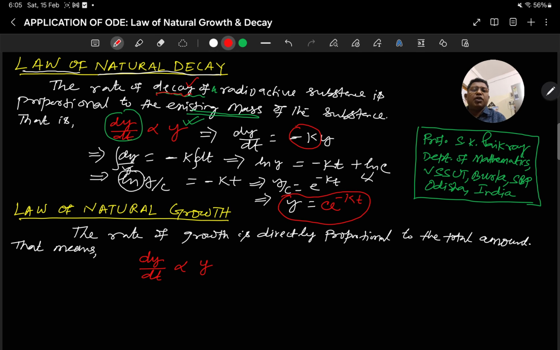Here this minus sign indicates, what is the meaning of this minus sign? The amount decreases with increase in time.